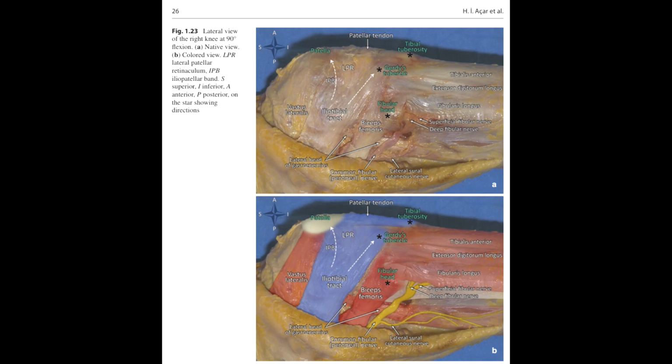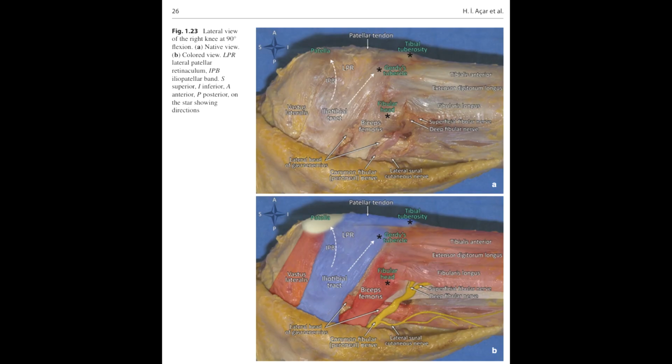Now, let's shift our attention to the nerves. Running close to the fibular head, you can see the common fibular nerve, also called common peroneal nerve. This is an extremely important structure. It wraps around the fibular neck, where it is most vulnerable to compression or trauma. Injury here produces the classic foot drop because the patient loses dorsiflexion.